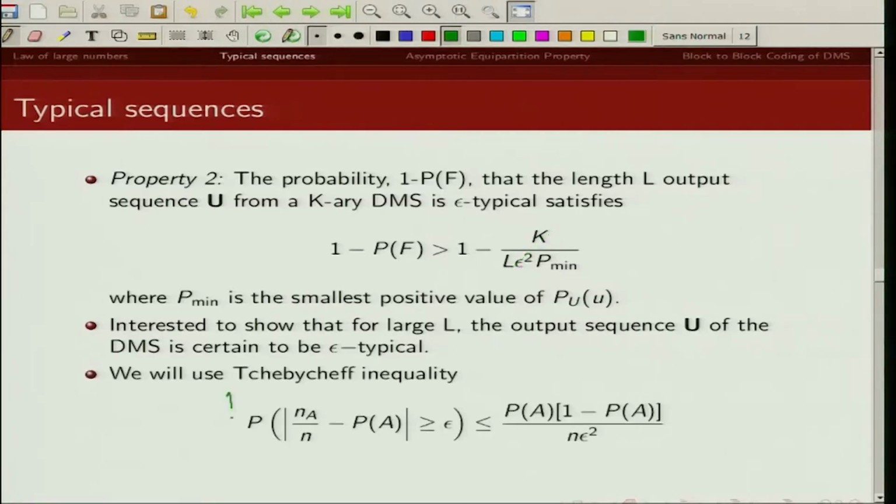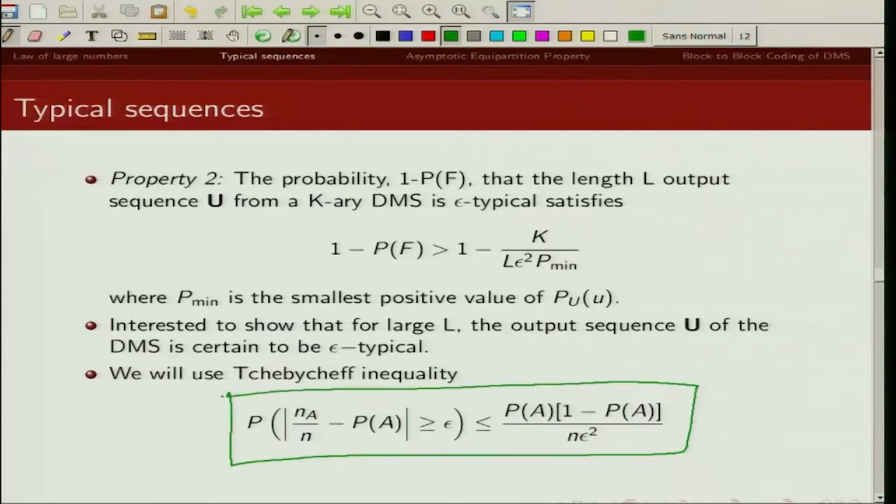So we will use this form of Chebyshev inequality that we have proved earlier in this lecture, which says probability of the absolute difference between N_a by n minus P of A, this absolute difference being greater than or equal to epsilon, is upper bounded by probability of A into 1 minus probability of A divided by n epsilon square.